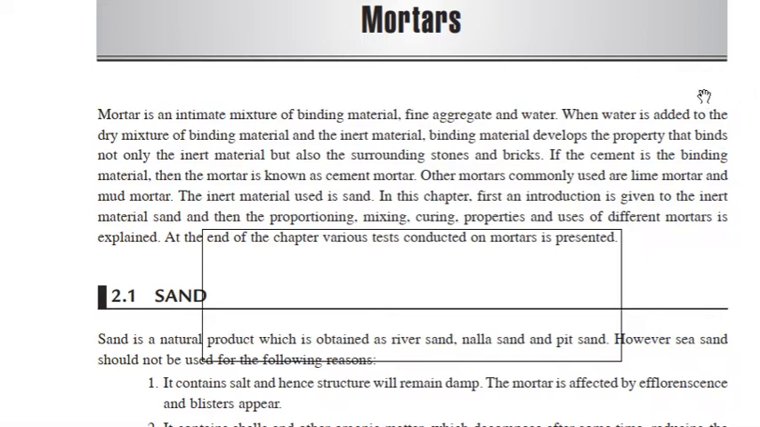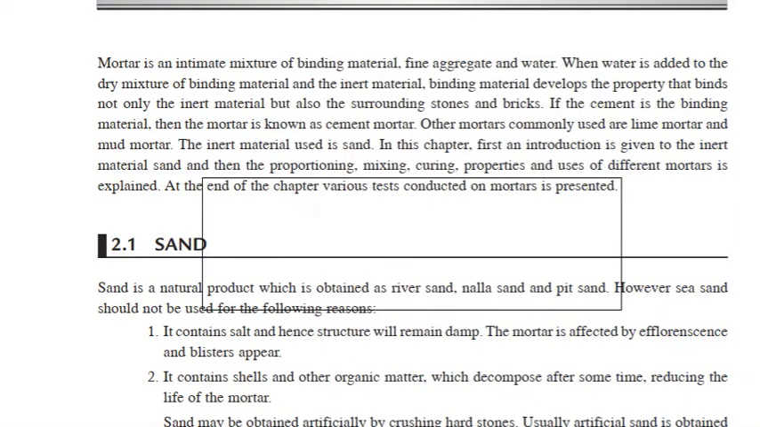Other mortars commonly used are lime mortar and mud mortar. The inert material used is sand. In this chapter, first an introduction is given to the inert material sand, and then the proportioning, mixing, curing, properties and uses of different mortars is explained. At the end of the chapter, various tests conducted on mortars are presented.